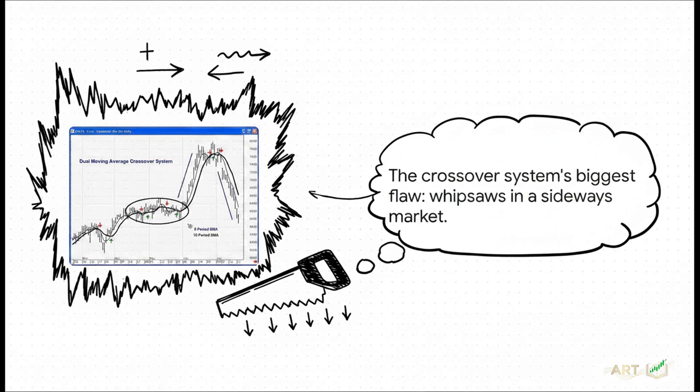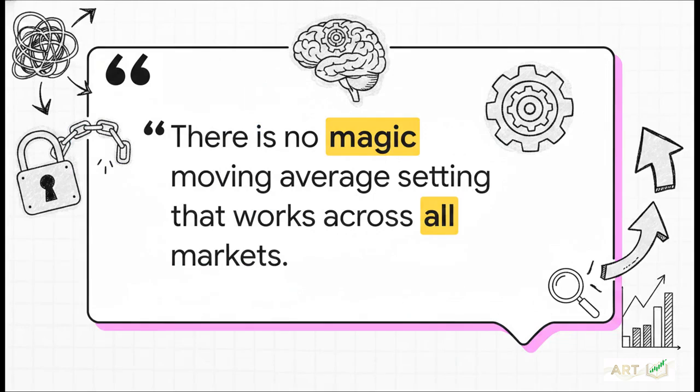That is a whipsaw. And this is why just endlessly tweaking the numbers on your averages, trying a 9-day and a 21-day or whatever, isn't the answer. Like the source material says, there is no single magic setting that works across all markets and all timeframes. It just doesn't exist. We need a smarter, more disciplined approach.